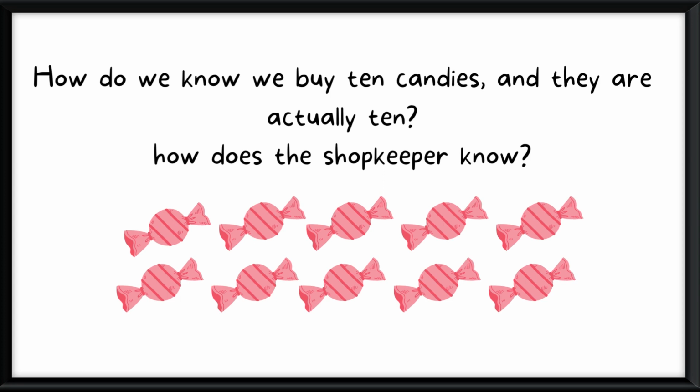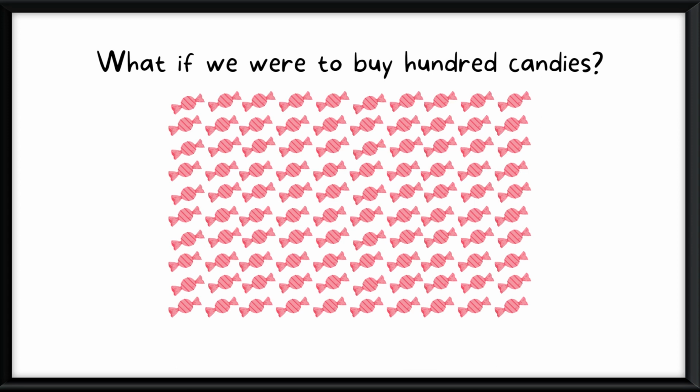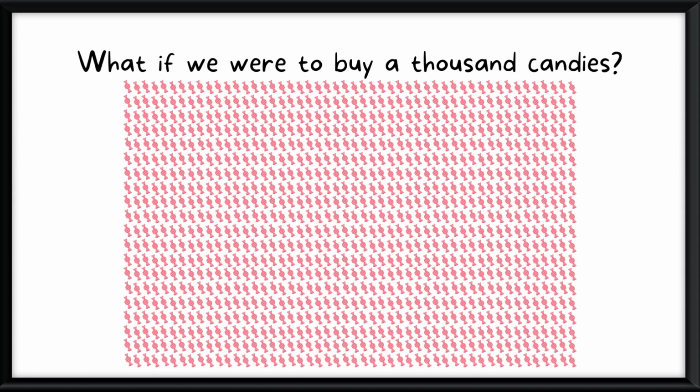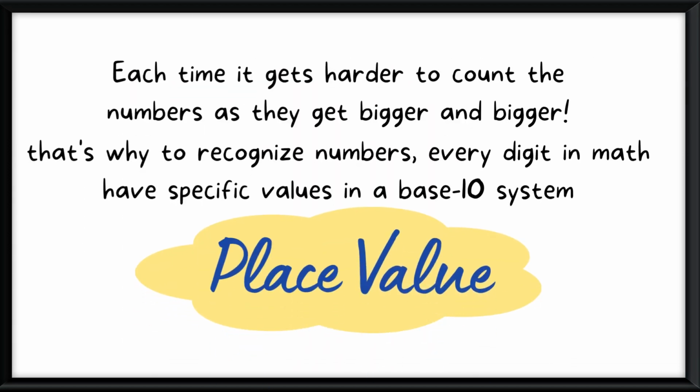But what if we increase the number to 100 candies? How do we know? And what if we increase the number to 1,000 candies? It gets harder and harder to count when the number is increased. That's why, to recognize numbers, every digit in math has a specific value in a base 10 system.